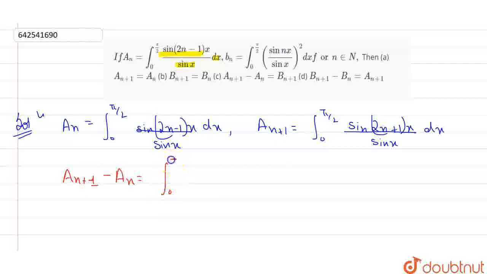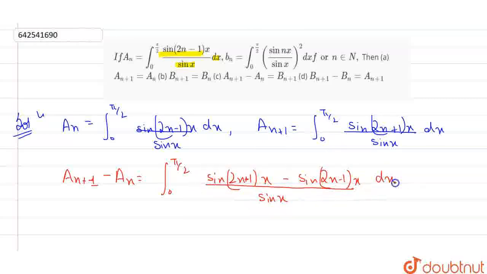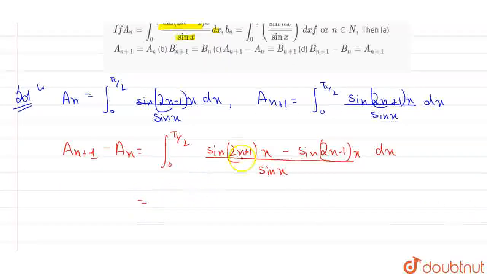The integration limits are the same, so this will be sin((2n plus 1)x) minus sin((2n minus 1)x), with the common sin x in the denominator, dx. This can be compressed using the formula of sin c minus sin d, which becomes 2 cos((c plus d) by 2) sin((c minus d) by 2). So this will be 0 to pi by 2, 2 cos(2nx), and sin((c minus d) by 2) will be sin x, with sin x in the denominator, dx.